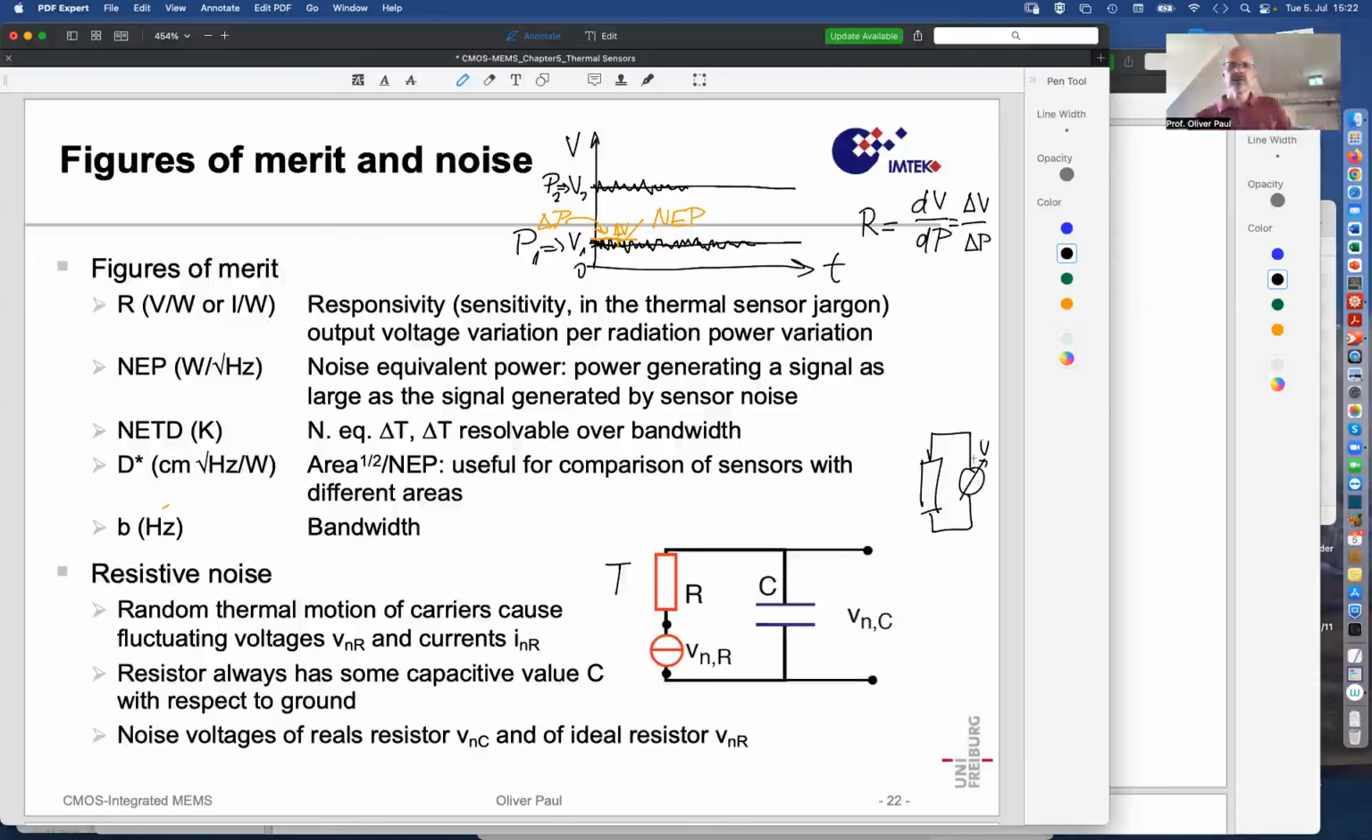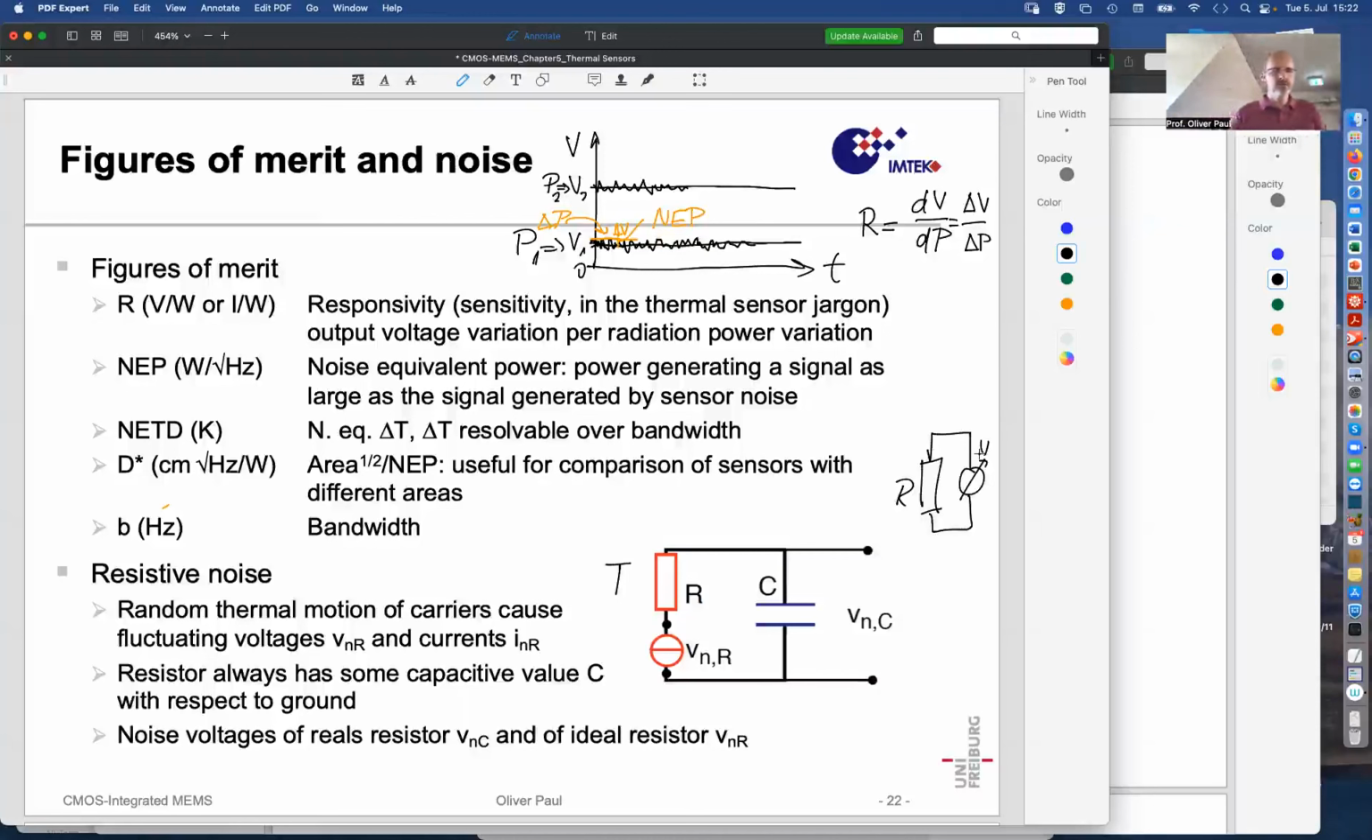This is a resistor's noise voltage, and that noise voltage has a spectrum which is called the white noise spectrum, or Johnson noise spectrum. White noise: all frequencies are present with the same probability or the same contribution, and that contribution has been calculated.